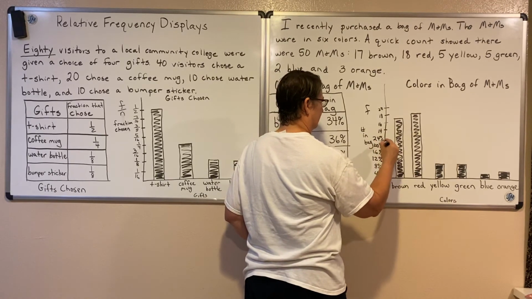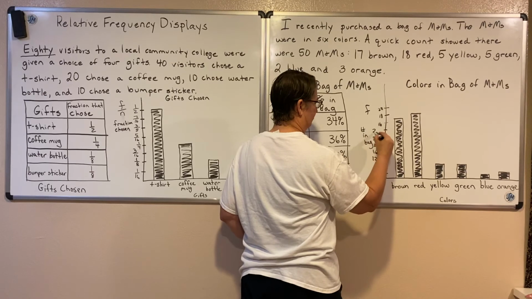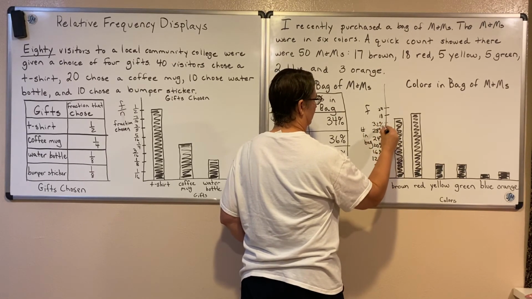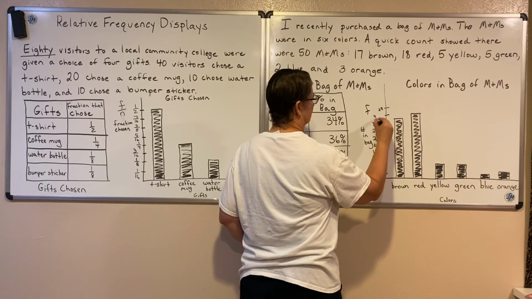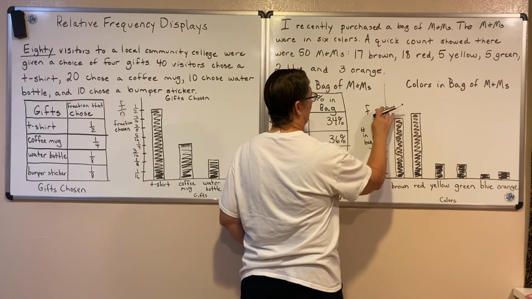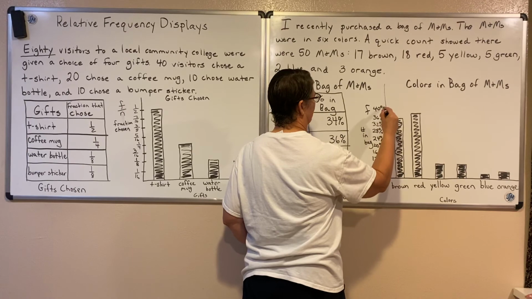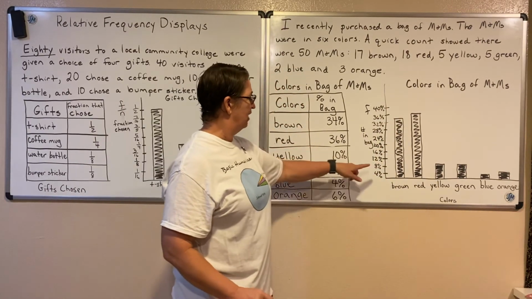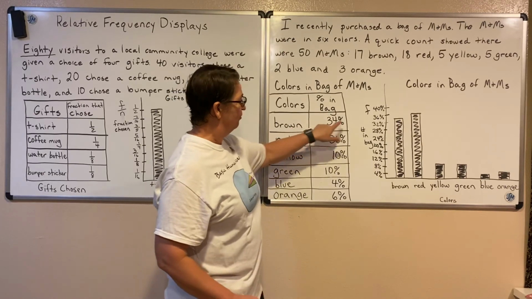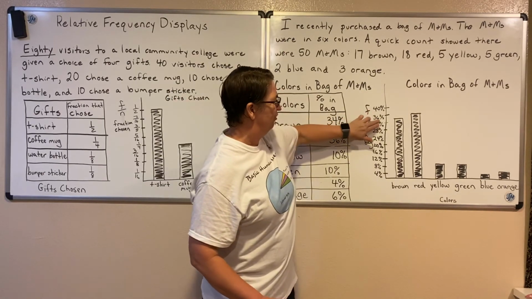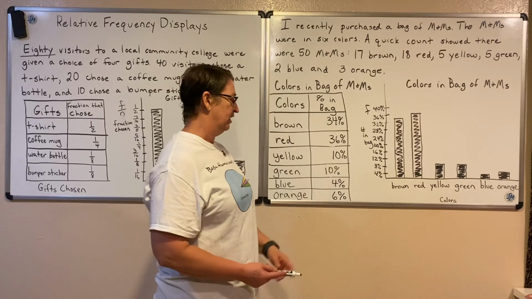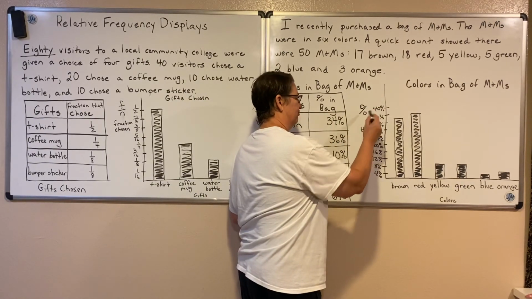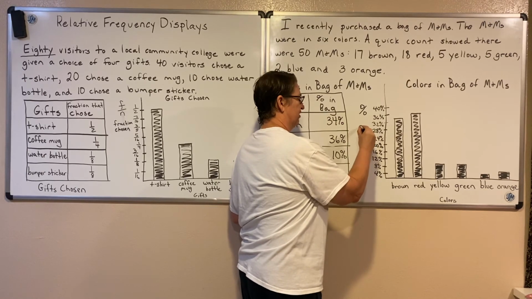24%, 28%, 32%, 36%, and then last but not least would be 40%. And we can check ourselves by noticing that our brown should make it up to 34%. Well, in between 32 and 36 would be 34%. Again, instead of having the frequencies now, I have the percent of those colors in a bag.